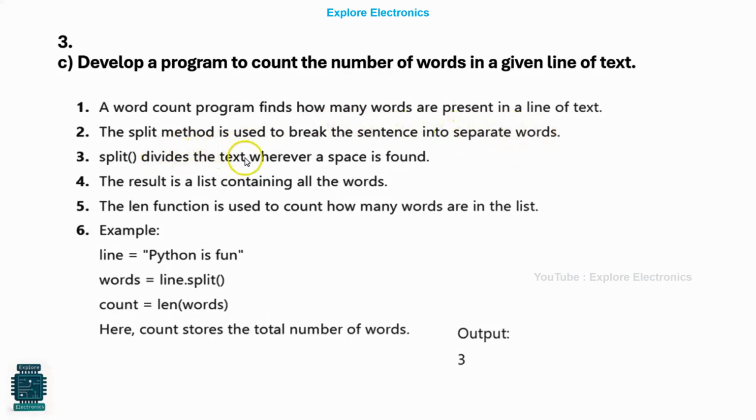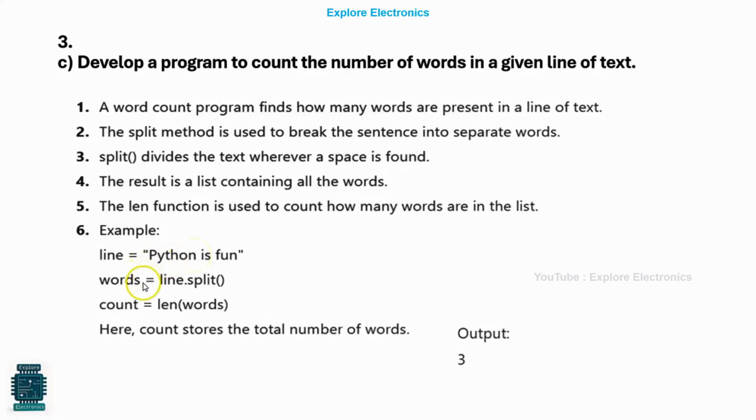It divides the text whenever a space is found. The result is a list containing all the words. The length function is used to count how many words are there in the list. Here I have used the length function to find how many words are there in the list. For example, I have taken line is equal to Python is fun. This is the line. I have to count how many words are there in the given line of text.